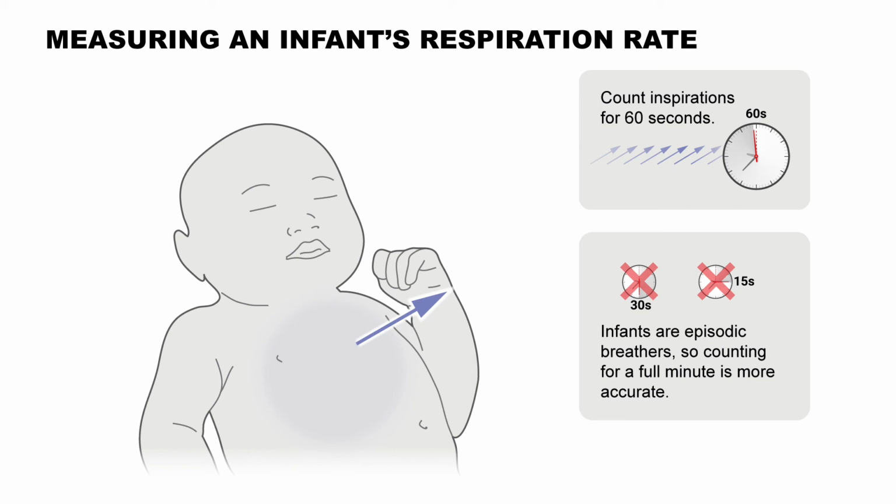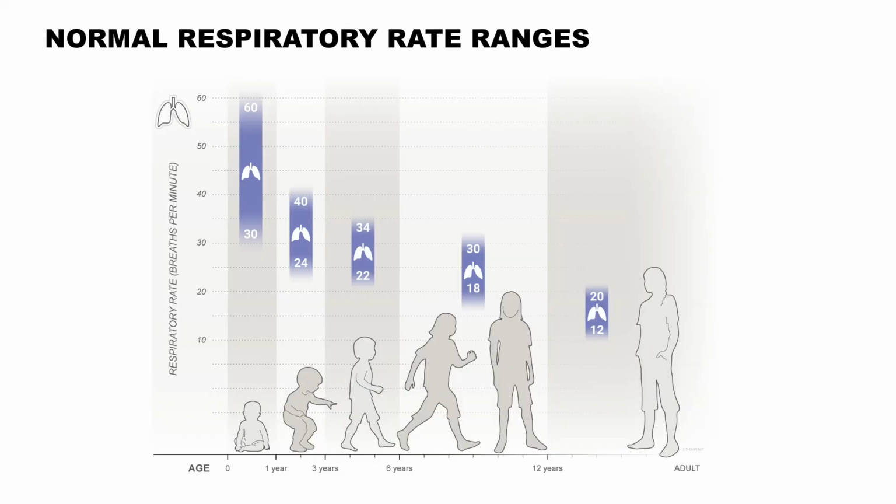When measuring respirations in infants, count for a full 60 seconds. Infants are episodic breathers, so counting for a full minute is more accurate. Finally, as with the heart rate, normal respiratory rates are faster, and the range is larger in infants. It gets slower, and the range gets smaller as we get older.